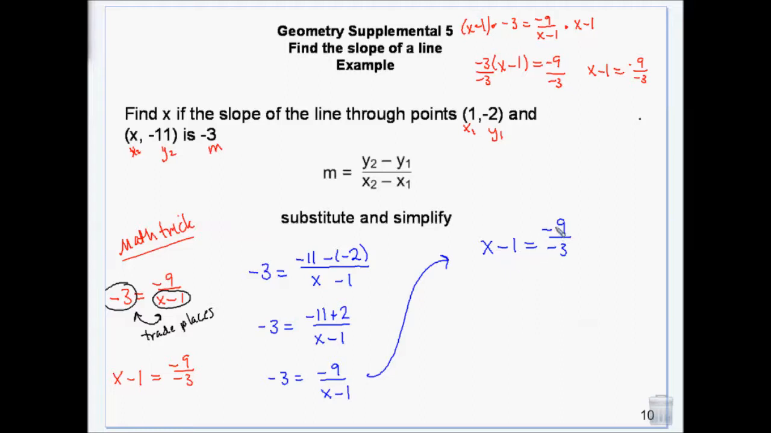So negative 9 divided by negative 3 is positive 3. And then I add 1 to both sides. And I get 4. So again, these two things traded places.